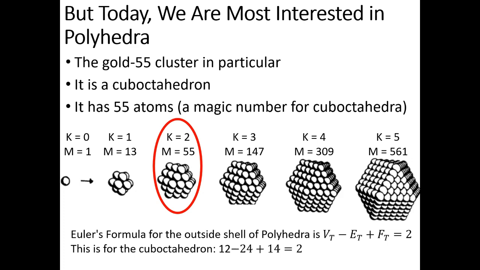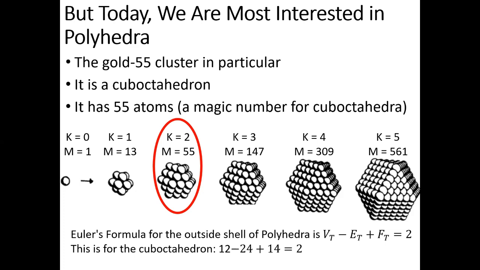All right, so the cuboctahedron, we like the 55 atom one today. Again, K equals 0, M equals 1. And there's a whole other formula for polyhedra. K equals 1, M equals 13. K equals 2, M equals 55, 147, 309, 561. And on like that.